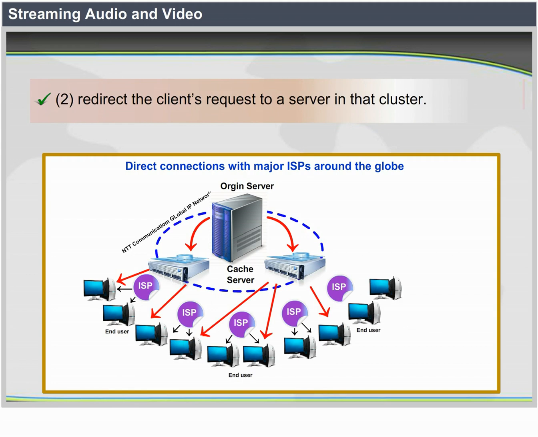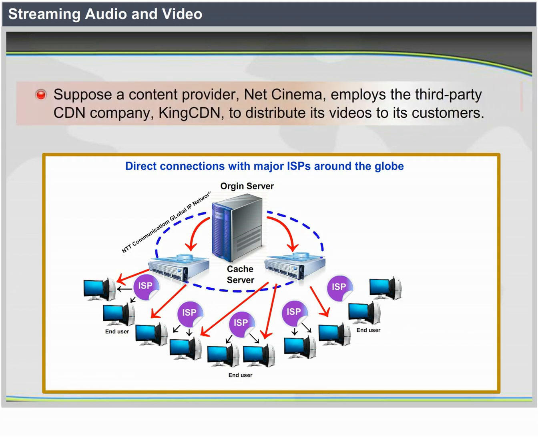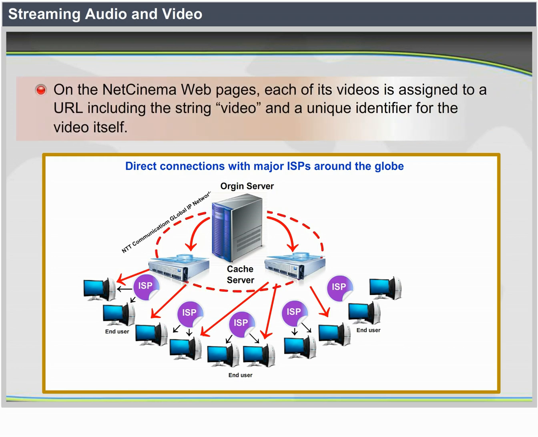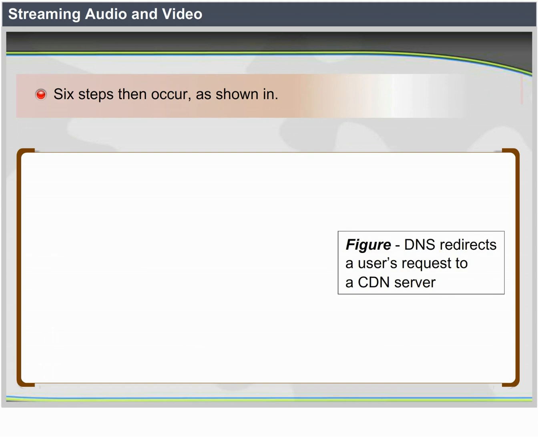Suppose a content provider, NetCinema, employs the third-party CDN company, KingCDN, to distribute its videos to its customers. On the NetCinema web pages, each of its videos is assigned a URL that includes the string "video" and a unique identifier for the video itself. There are 6 steps, as shown in the figure.